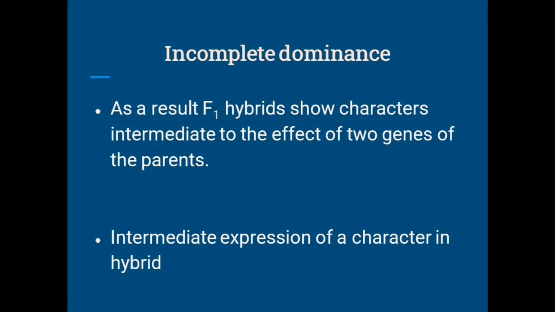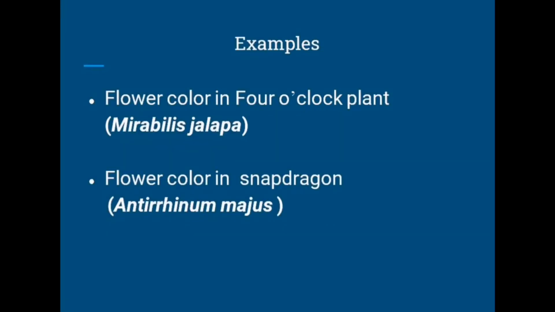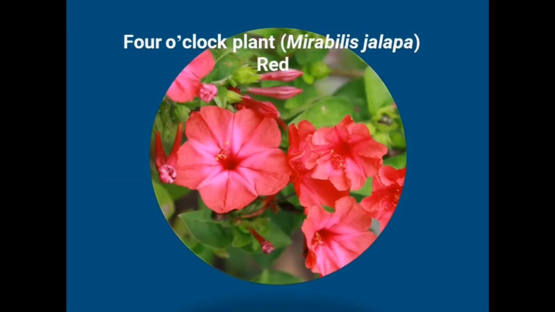Incomplete dominance is the intermediate expression of a character in heterozygous condition. An example for incomplete dominance is flower color in Mirabilis jalapa and flower color in Antirrhinum majus. In 4 o'clock plant, when we cross a red flowered 4 o'clock plant with a white flowered 4 o'clock plant, we will get a pink flowered plant.